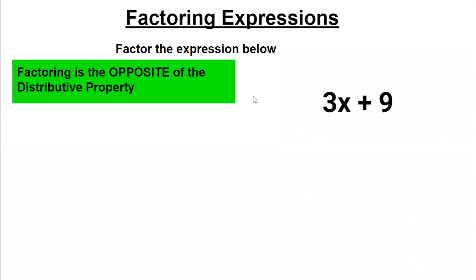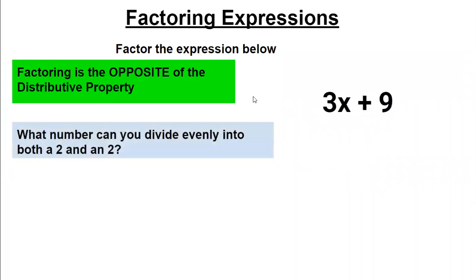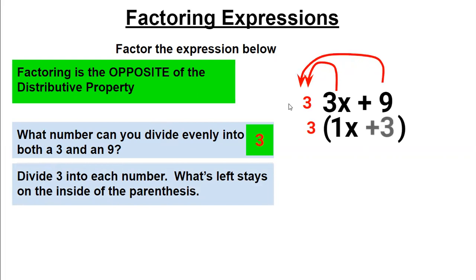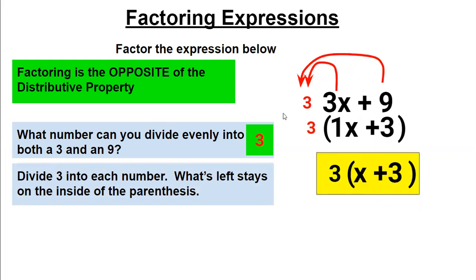Okay, let's try another one. 3x plus 9. What number can you divide evenly into both a 3 and a 9? Okay, so I can pull out a 3, and that's the one I'm going to pull out. I'm going to divide 3 into each number. So I'm pulling out a 3. So 3 divided by itself is going to leave me with 1x. If I divide 9 by 3, I'm going to be left with positive 3. So the final answer is 3 times the quantity x plus 3. Again, we drop the 1. It's assumed to be there.